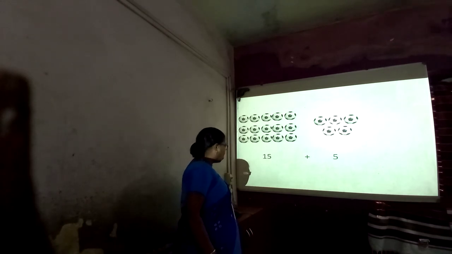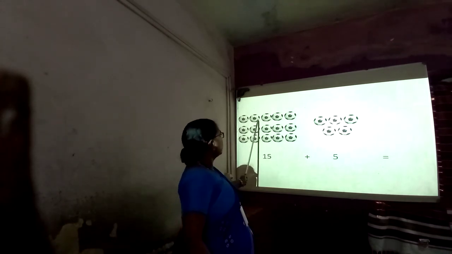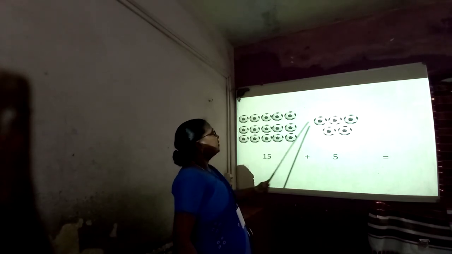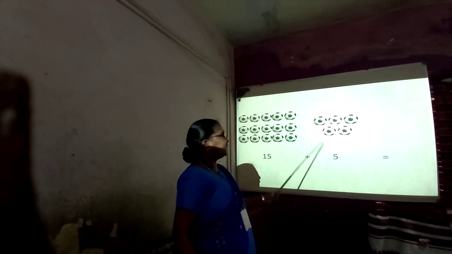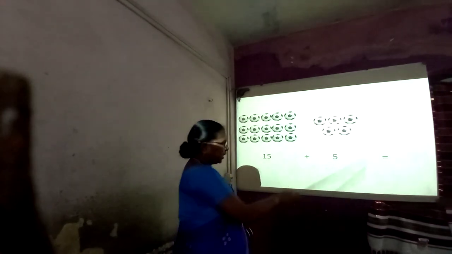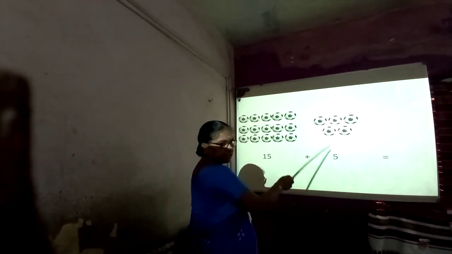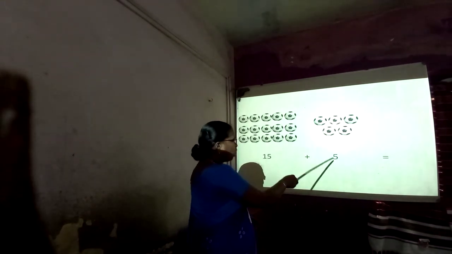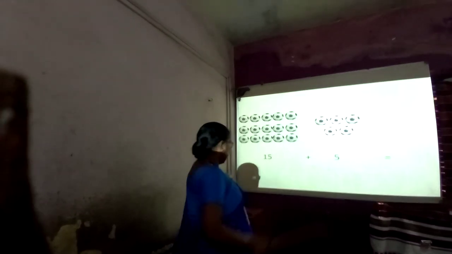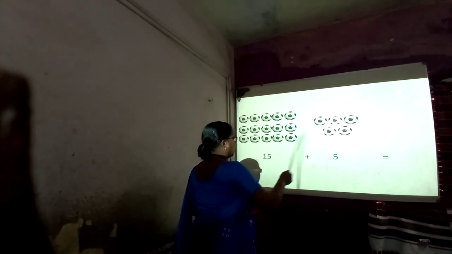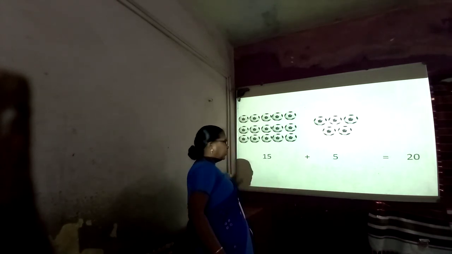Now we have to find out the total. 1, 2, 3, 4, 5, 6, 7, 8, 9, 10, 11, 12, 13, 14, 15, 16, 17, 18, 19, 20. To get the total, what did we do? We have counted forward from this number. Here 15 is there. So now we have counted forward 5 numbers. After 15, 16, 17, 18, 19, 20. So 15 plus 5 is equal to 20.